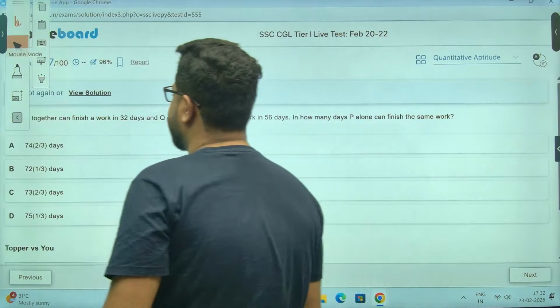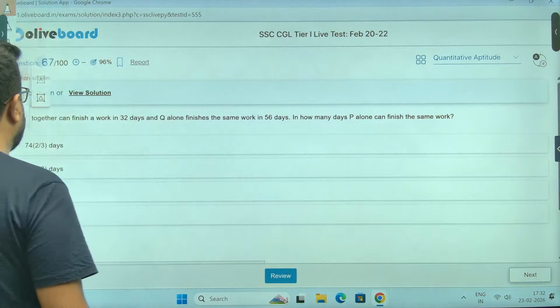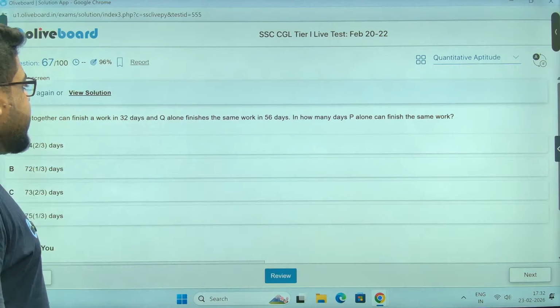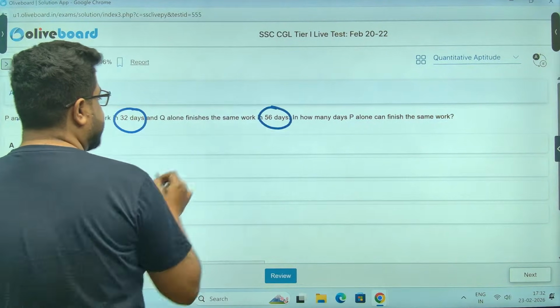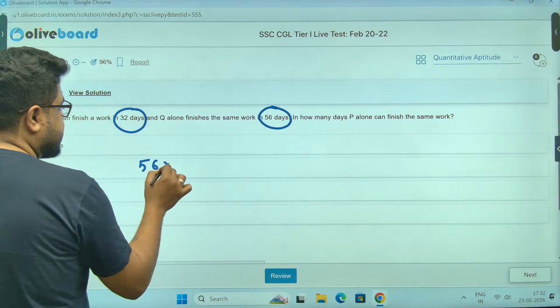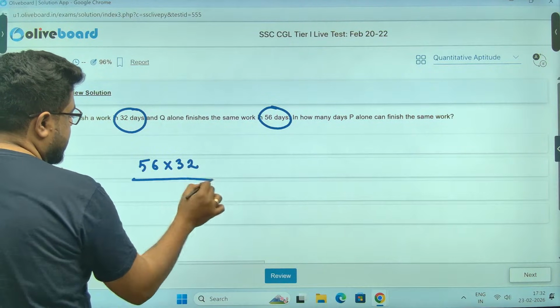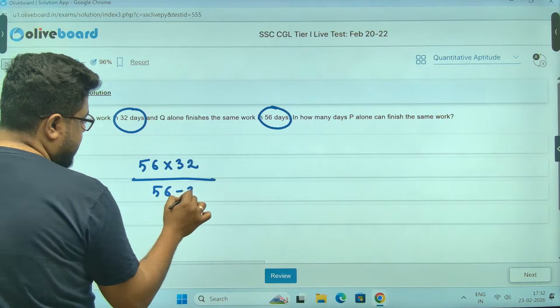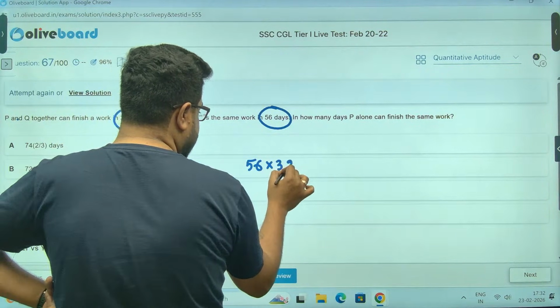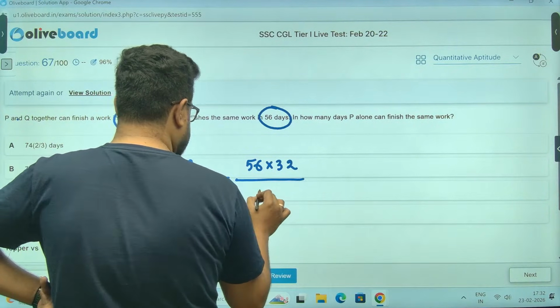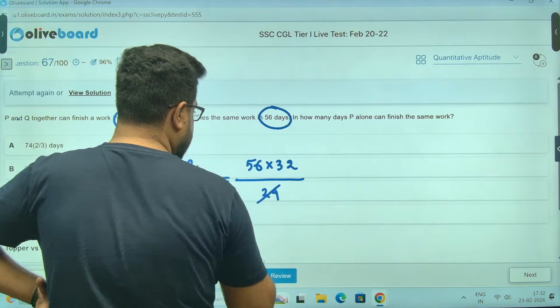Next one, please. P and Q together, 30 days. AB by A minus B: 56 into 32 by... You can just simply do this, because 2% they have given you. So this is 24, I guess.